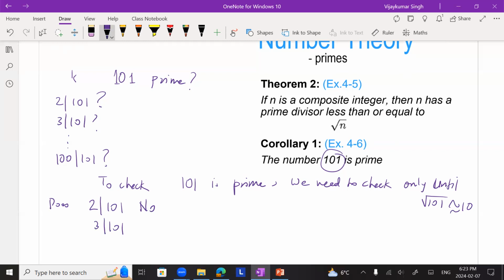You know the divisibility test, right? For 3, if you add the digits and the sum of the digits is divisible by 3, then the number is divisible by 3. Yeah, you know that result, right? That's a quick way to check if a number is divisible by 3 or not.